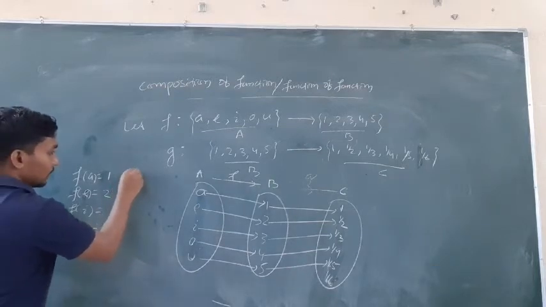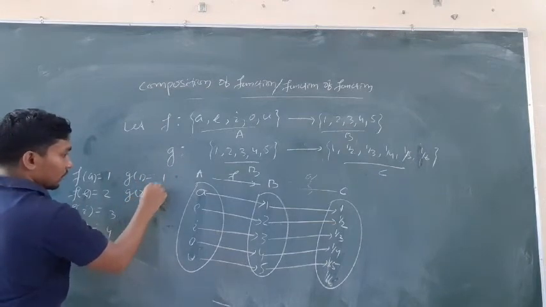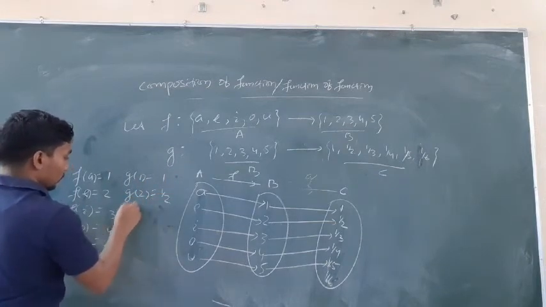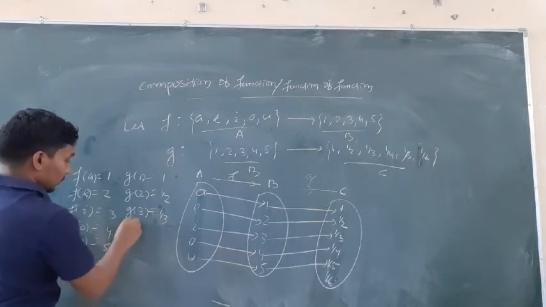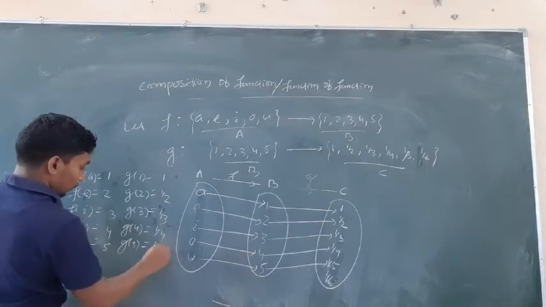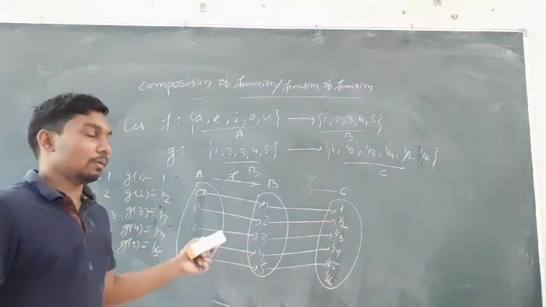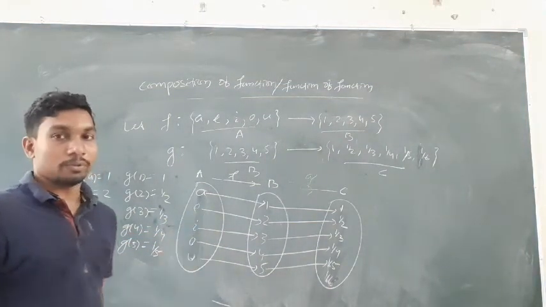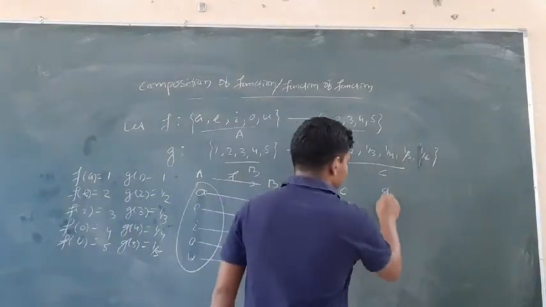Similarly, g of 1 is equal to 1, g of 2 is equal to 1 by 2, g of 3 is equal to 1 by 3, g of 4 is equal to 1 by 4, g of 5 is equal to 1 by 5. Now I have to determine the graph of the functions. What do you mean by graph?